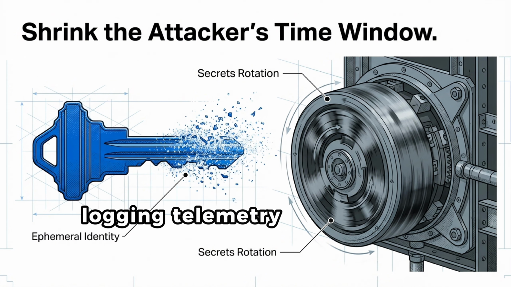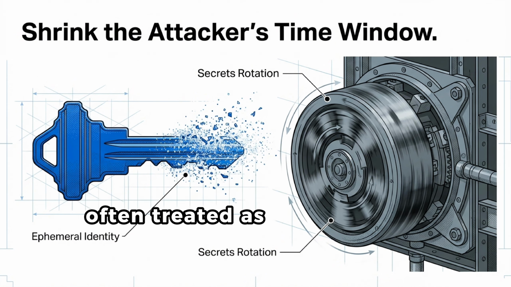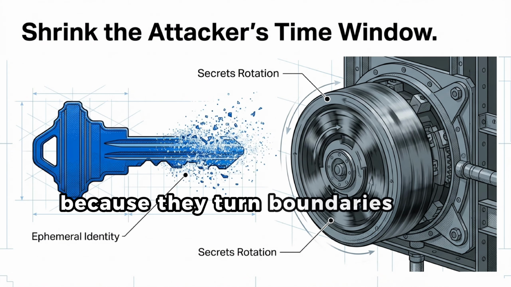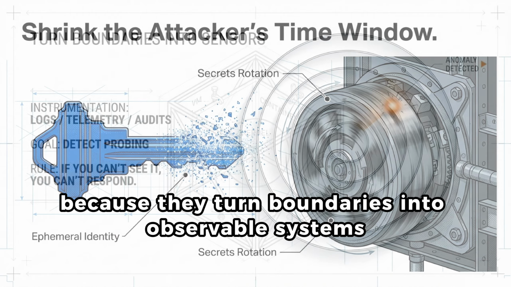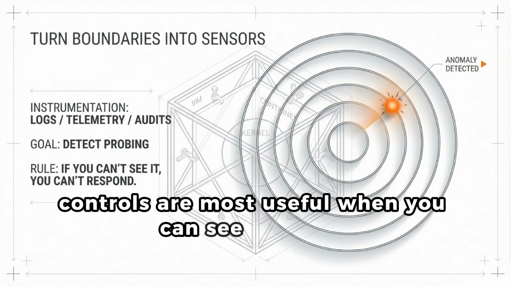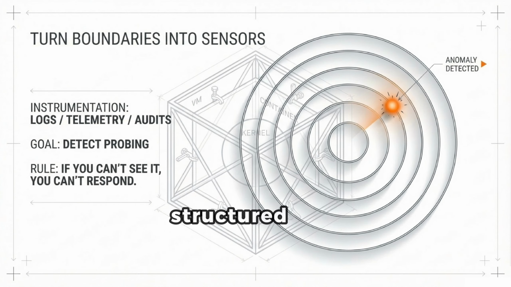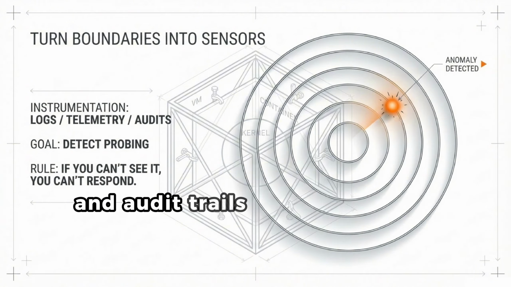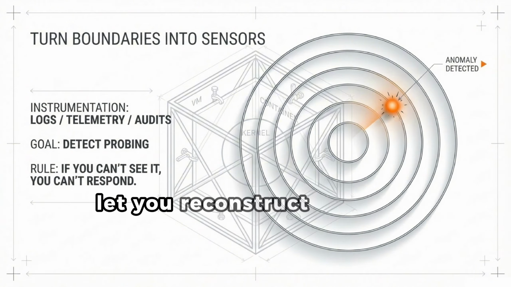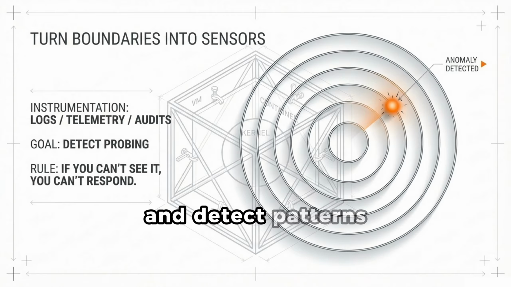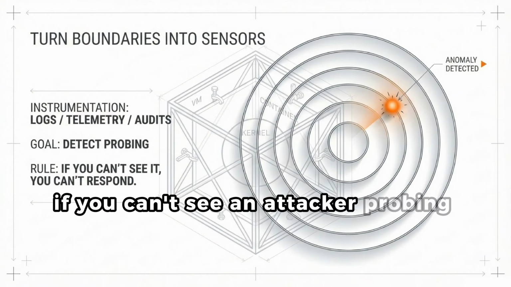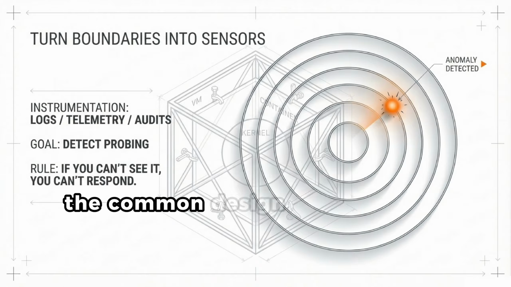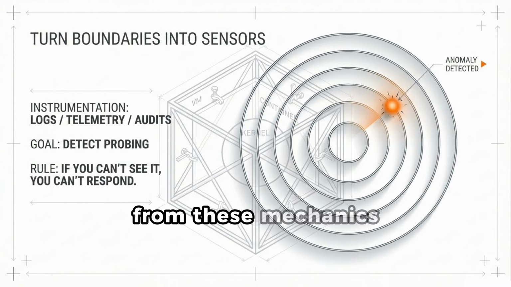Logging, telemetry, and auditing, often treated as afterthoughts, are crucial enforcement mechanics because they turn boundaries into observable systems. Controls are most useful when you can see attempts to bypass them. Structured logs, distributed tracing with correlation IDs, and audit trails that are tamper-evident let you reconstruct crossing attempts and detect patterns. If you can't see an attacker probing a boundary, you can't respond. Let's pause and see the common design patterns that emerge from these mechanics.